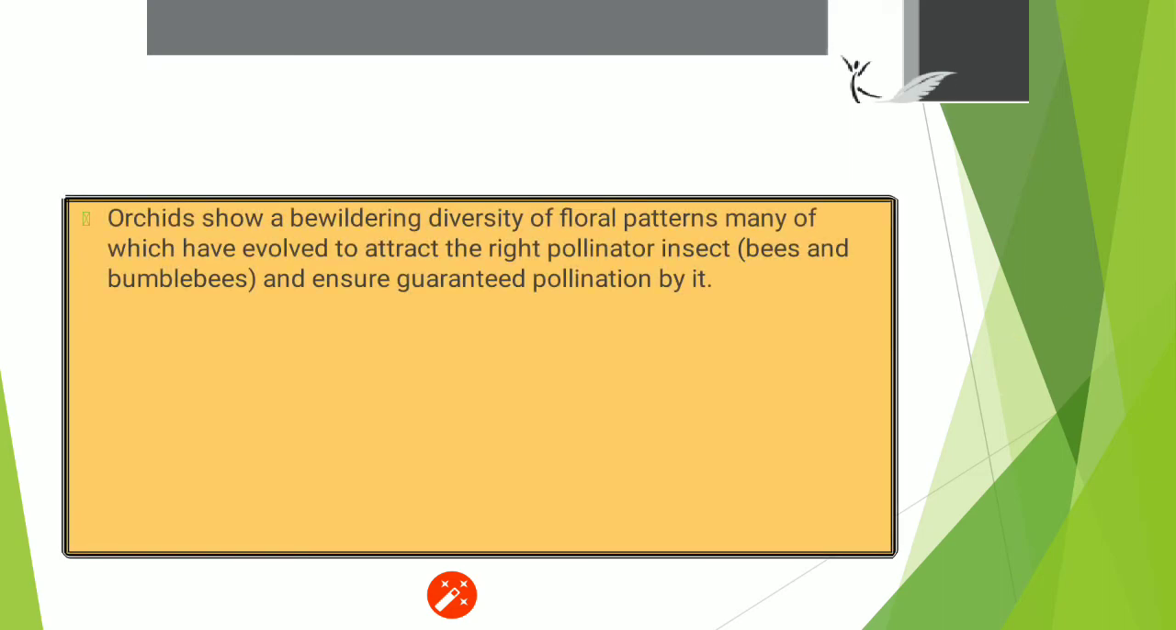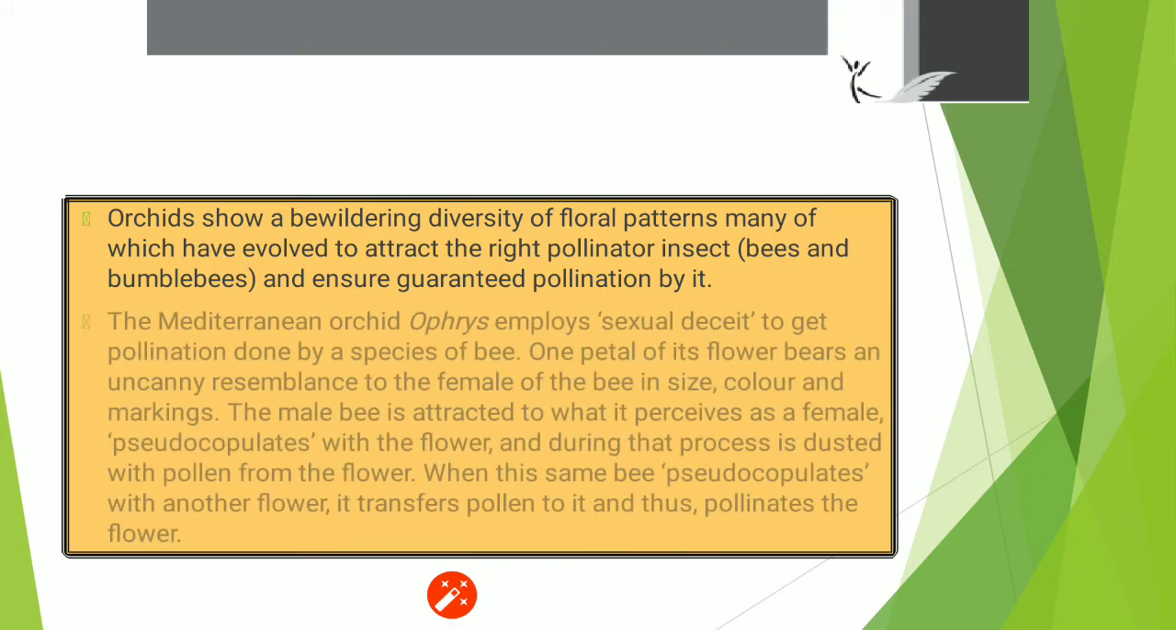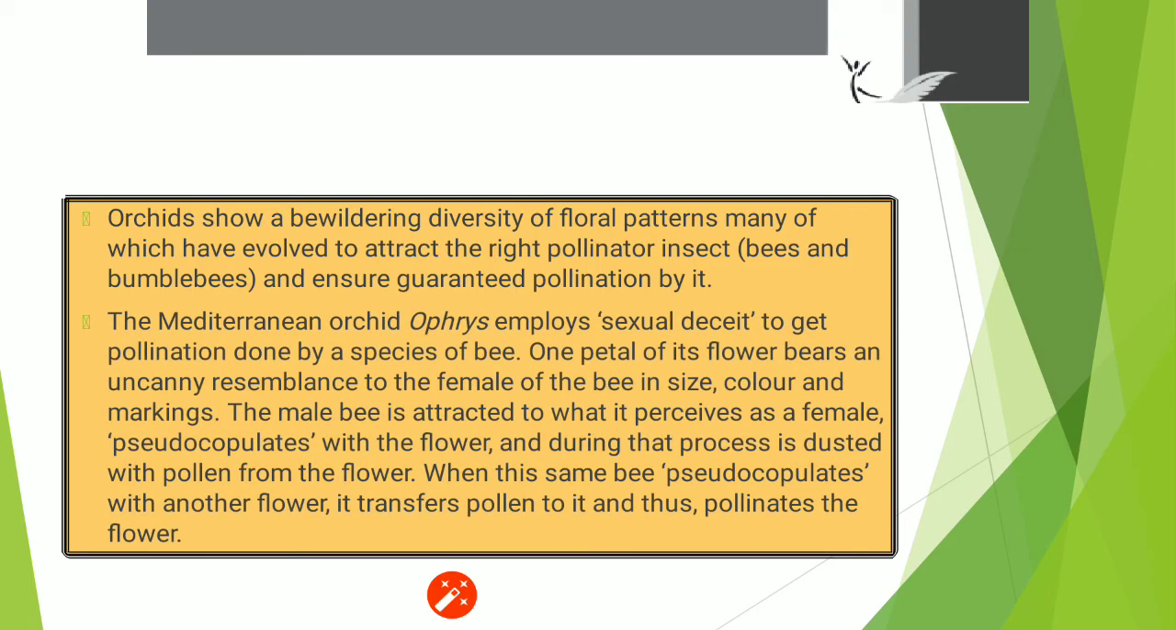Orchids show a bewildering diversity of floral patterns, many of which have evolved to attract the right pollinator insect, bees and bumblebees, and ensure guaranteed pollination by it. The Mediterranean orchid Ophrys employs sexual deceit to get pollination done by a species of bee. One petal of its flower bears an uncanny resemblance to the female of the bee in size, color, and markings.